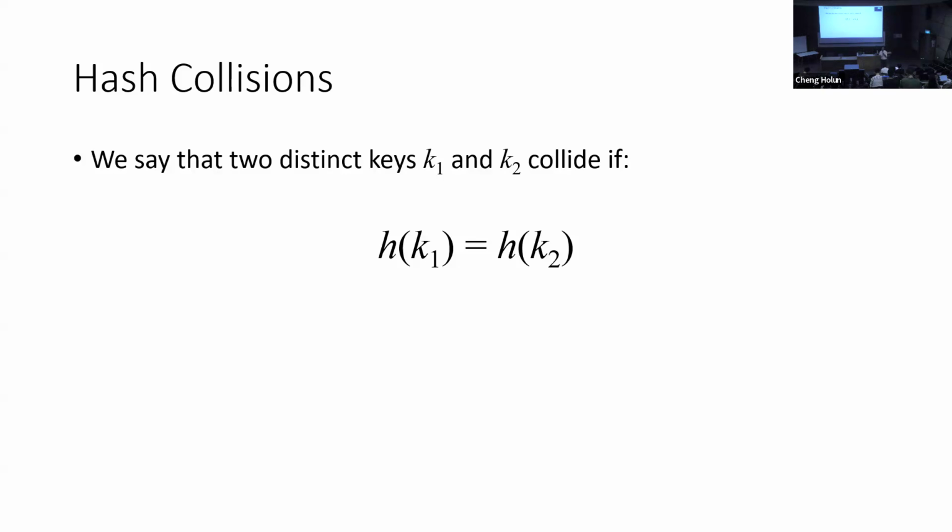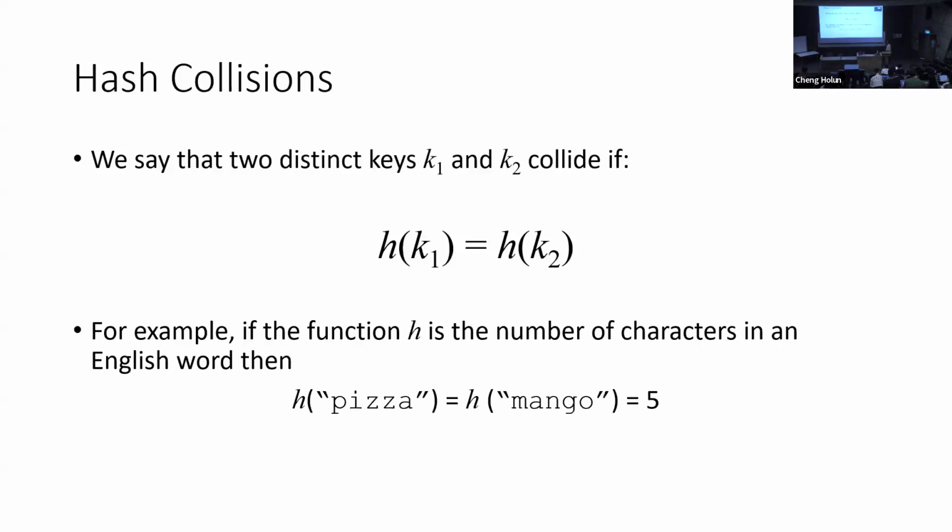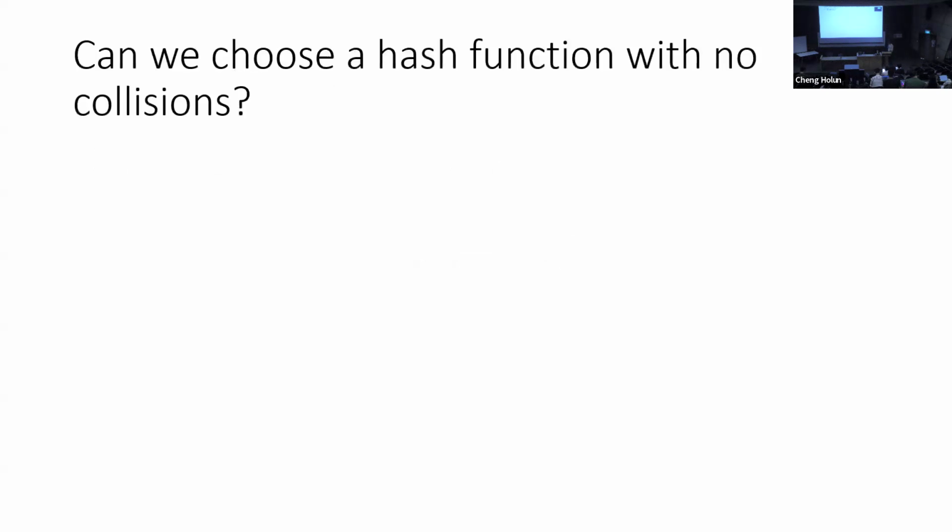For example, if I use your student number to put it into a room of a hotel, maybe this student is 1, 2, 3, 4, 5, 6, 7. I take the last 3 digits, 5, 6, 7. The other student is 9, 9, 9, 9, 5, 6, 7, also 5, 6, 7. Then these two students collide into a room. And suppose we can only host 1 person in the room, then we cannot do it. And for example, if I want to hash mango, too bad, it also collides with the pizza.